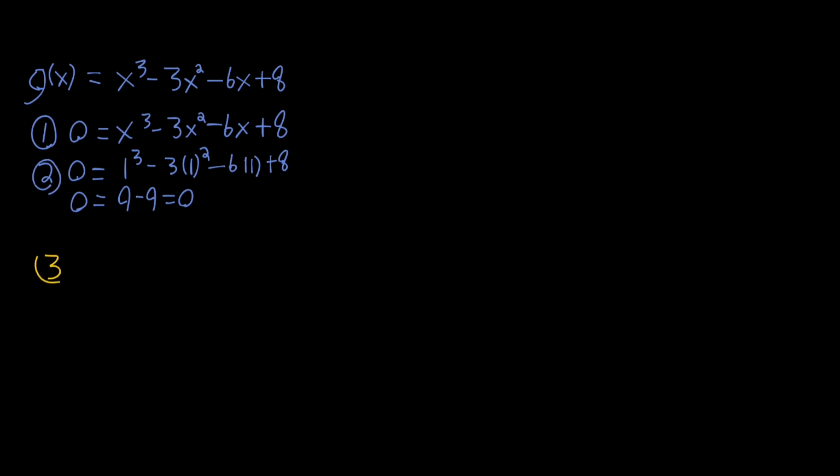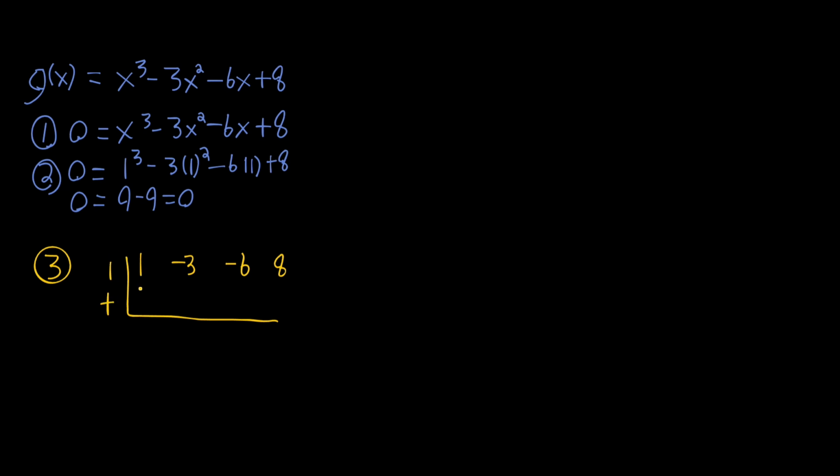So I'll switch colors there. Step 3, and we're going to have to write our coefficients, right? So on x cubed, we have 1. On x squared, we have -3. On x, we have -6. And on numbers, we have 8. And to that, we're going to be adding 1.